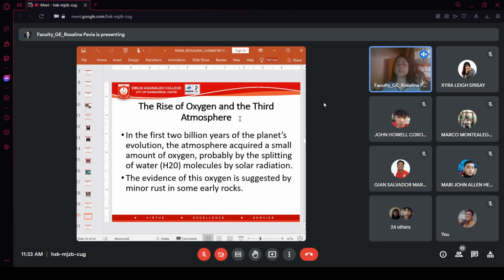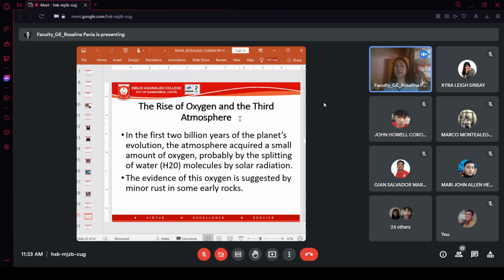So there came now oxygen, the rise of oxygen in the third atmosphere. So in the first 2 billion years of the planet's evolution, the atmosphere acquired a small amount of oxygen, probably by the splitting of water molecules by solar radiation. So water will split into an atom of hydrogen, a molecule of hydrogen, and a molecule of oxygen gas. Okay? Now, how was it determined that oxygen was developing that time?